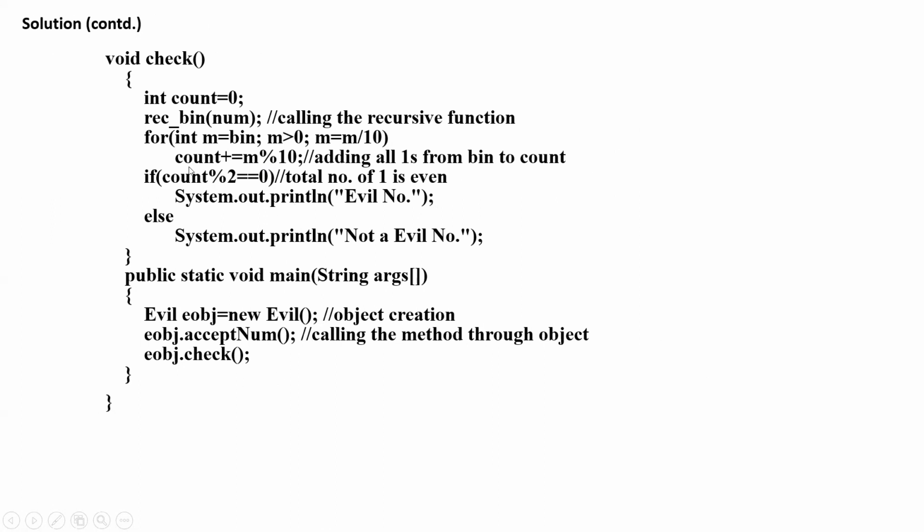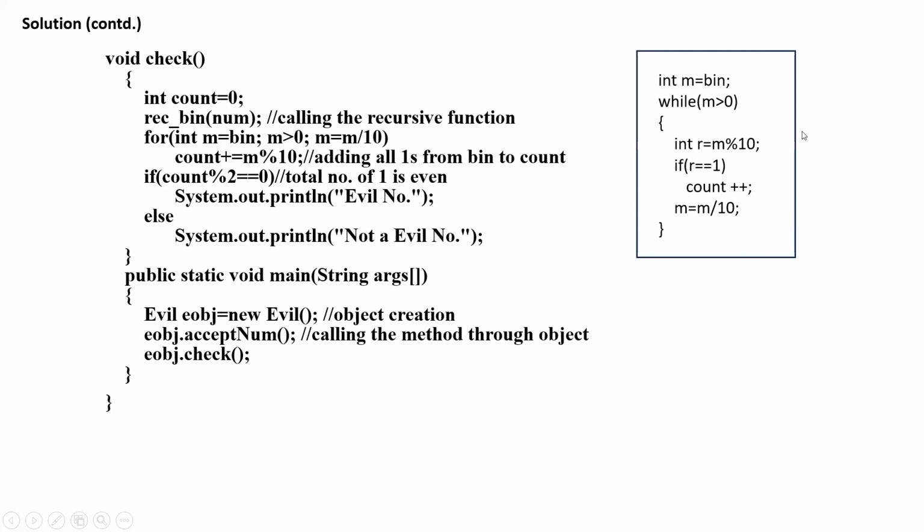Now, the digit extraction process that I have used here is a for loop. The student can use an equivalent while loop also. You can see here the while loop, which is just a replacement of the for loop. And we all know how to extract digits from here. Finally, in the main method, we create an object and call the accept function and check function. The recursive function is not called in the main method.